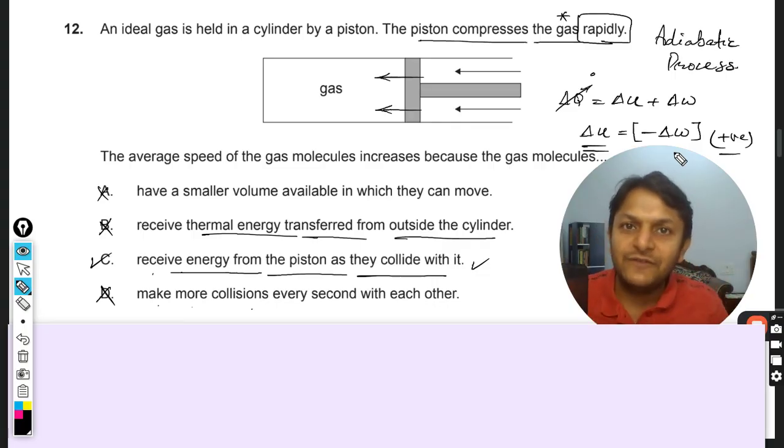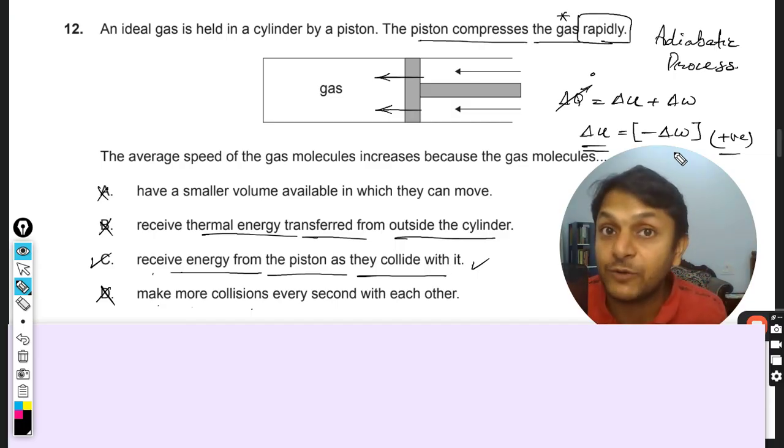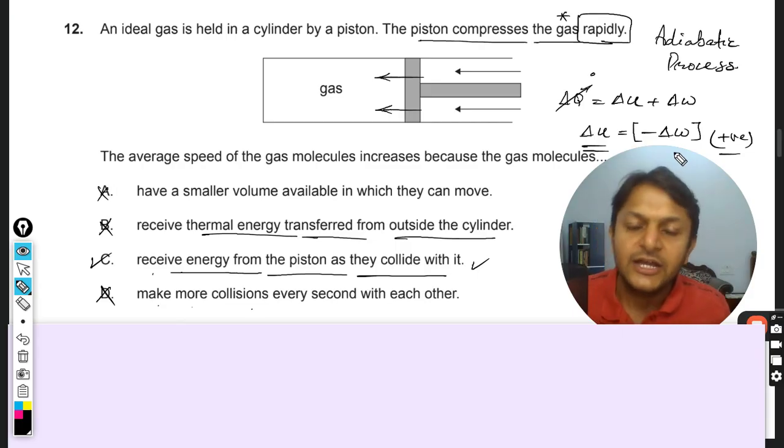I have tried to give you the answer for this, incorporating all the thermodynamic principles, the B4 principles, which are now in your syllabus. Earlier it was not, but now that has been added. So I have incorporated all of that. So the answer for question number 12 will be C.